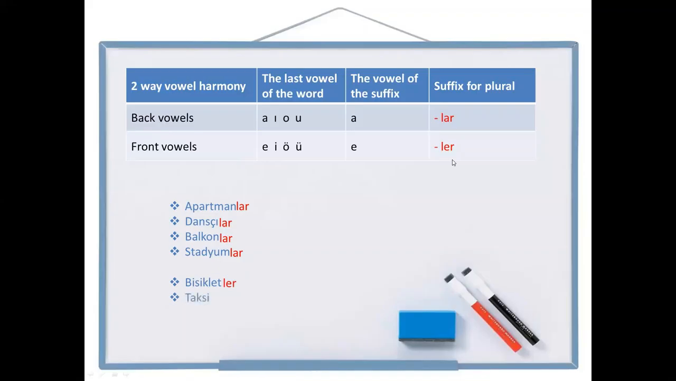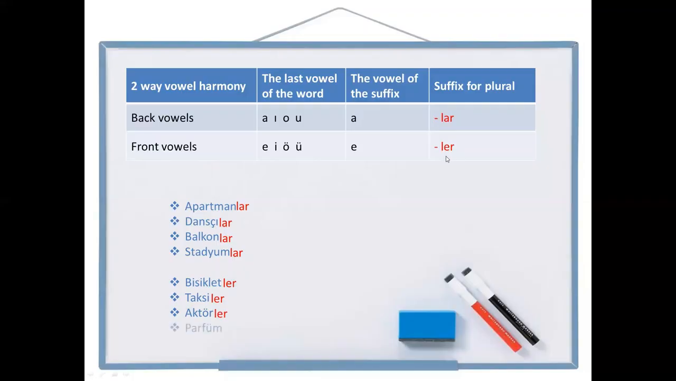Another example, taksi. I want to write a plural. The last vowel is e. It's a front vowel, so it has to be ler, taksiler. Next one, aktör, actor. The last vowel is ö. It's a front vowel, so the suffix should be ler.